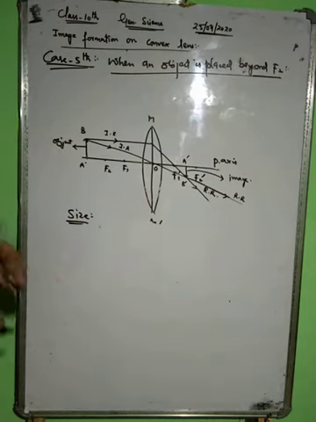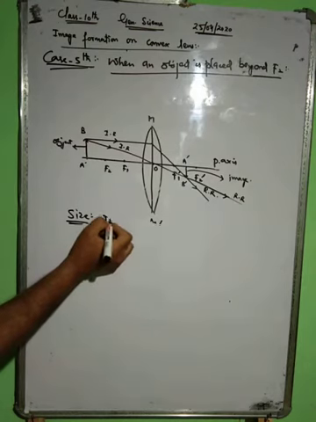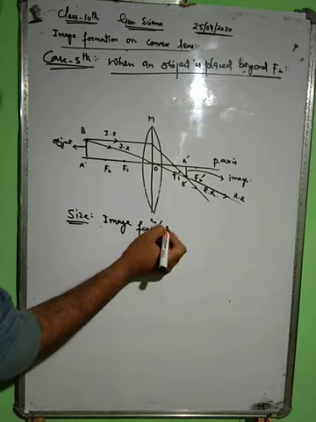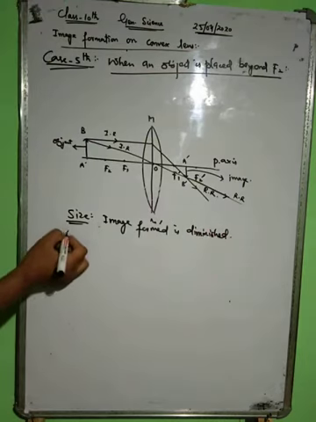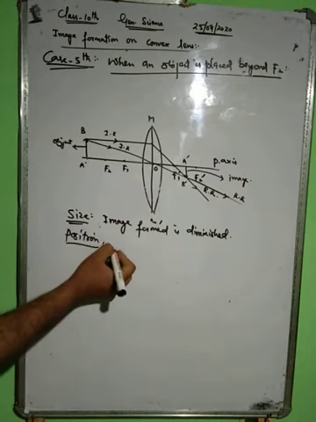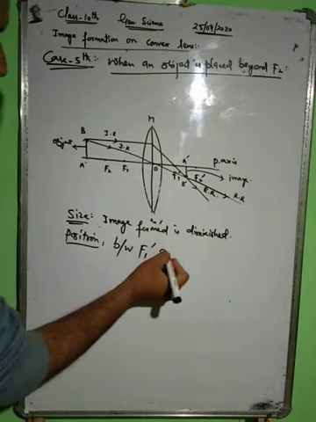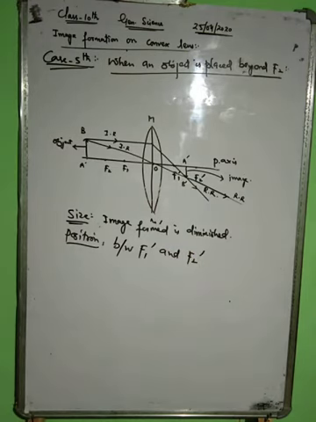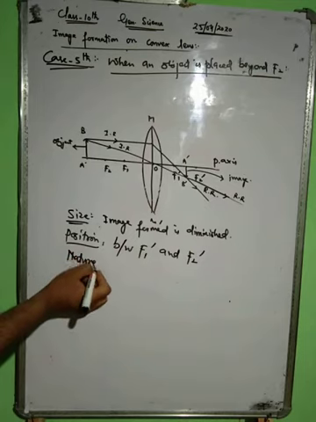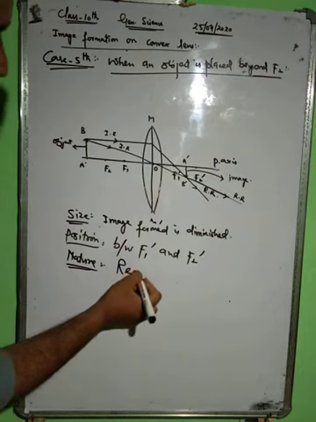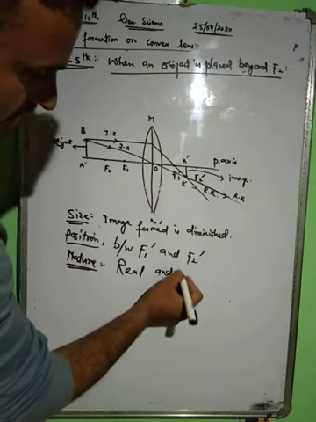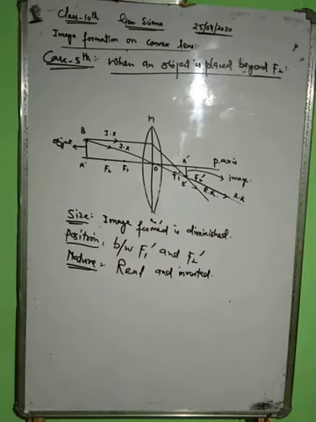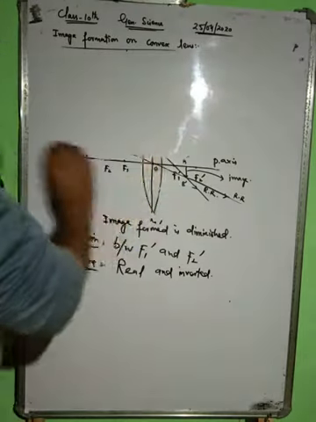Compared to the size of an object, the image size formed here is smaller, so we can say image formed is diminished. Position: where has the image been formed? Image is formed between F1 dash and F2 dash. Nature: what type of image has been formed? Image formed is real, because in actual sense the rays of light have intersected, so image formed is real and inverted.